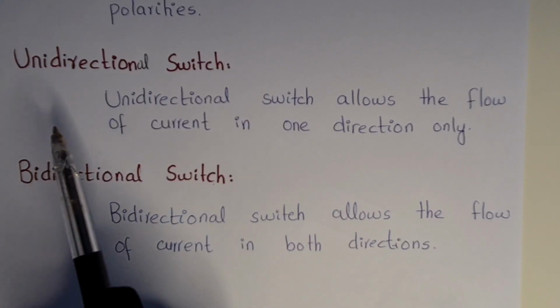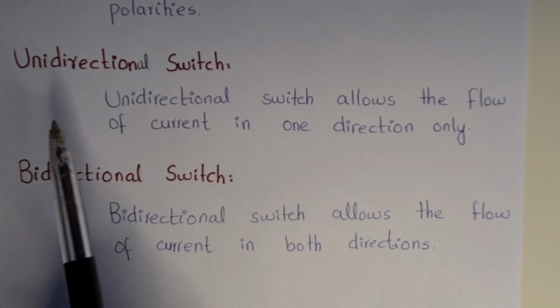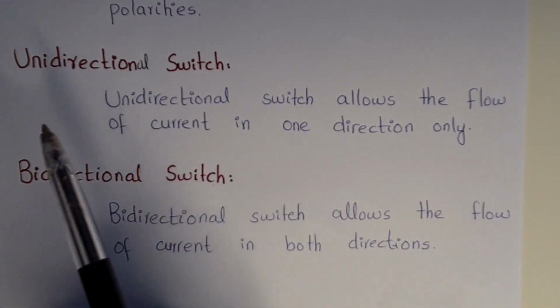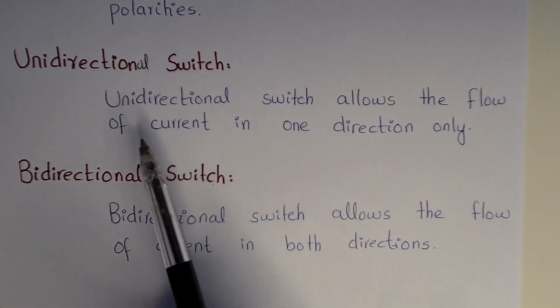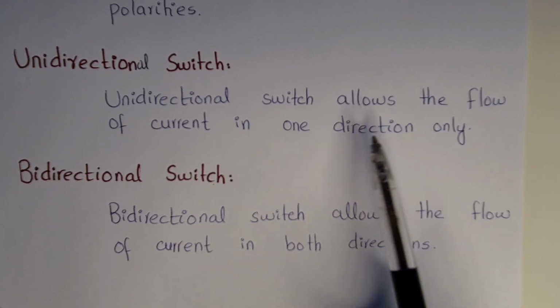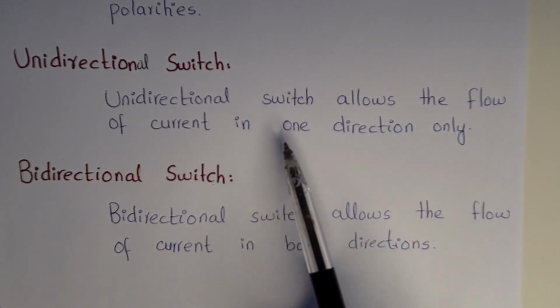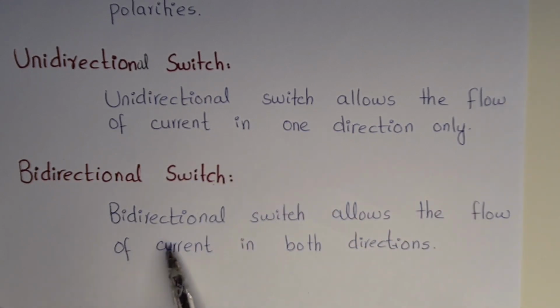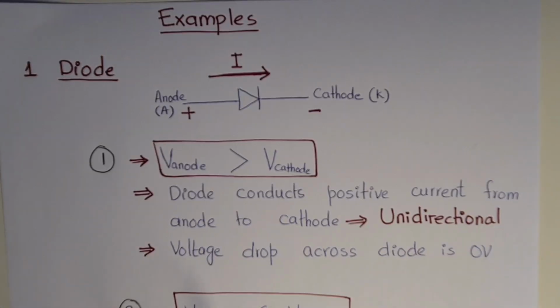On the basis of direction of flow of current, we have two categories, unidirectional switch and bidirectional switch. A unidirectional switch allows the flow of current in one direction only, either positive direction or negative direction, whereas a bidirectional switch allows the flow of current in both directions, positive and negative direction. Now we can discuss different examples and see how they behave.